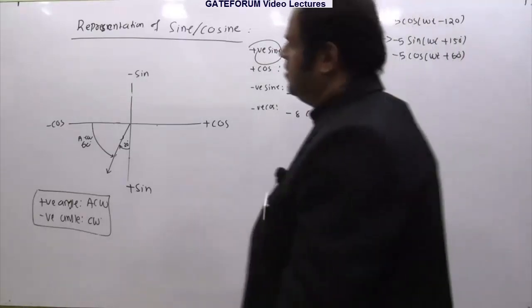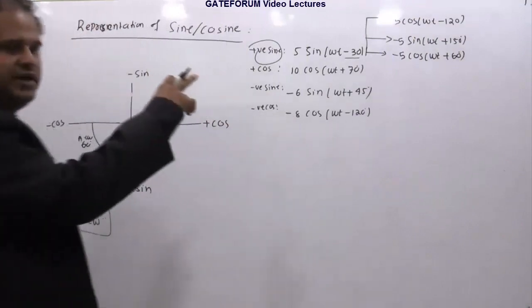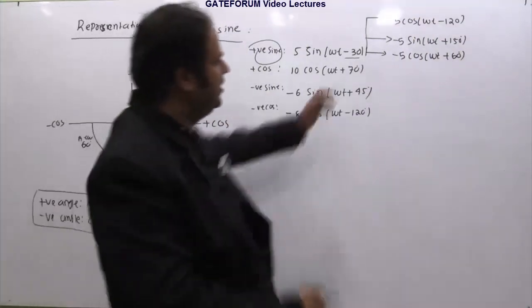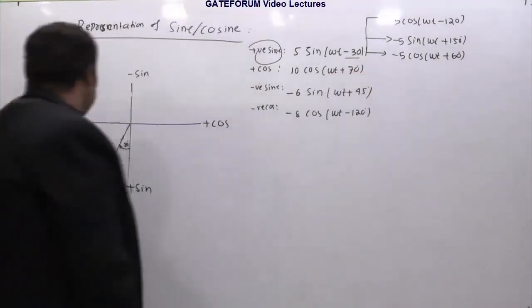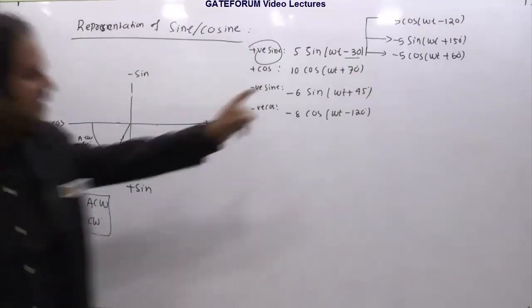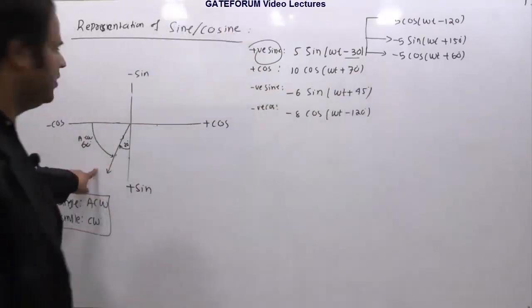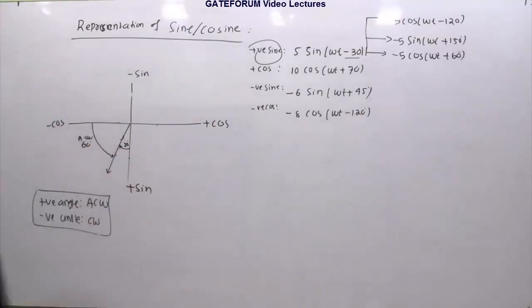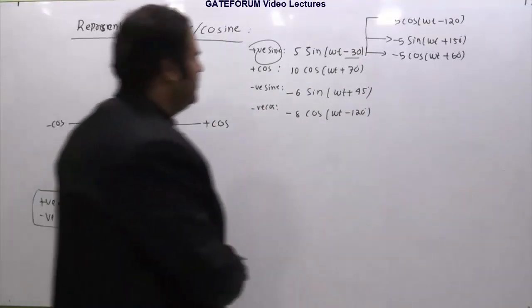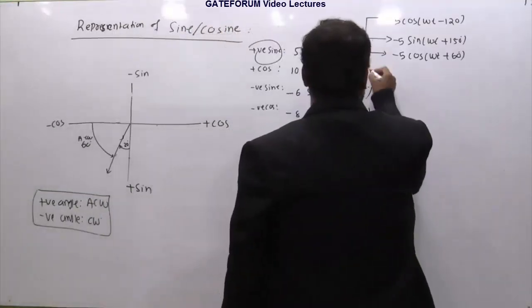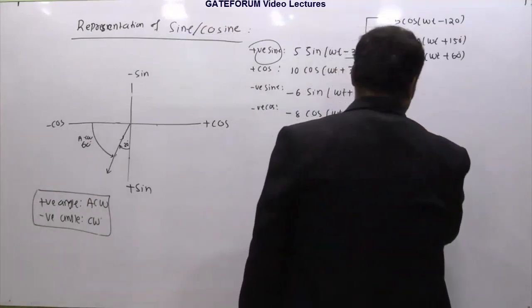And whether these answers are correct or not, you can check it. Let's say I want to verify it. If I ask you to plot it, you'll go to negative cos, and from there you'll move 60 degree in the anti-clockwise direction, because that angle is positive. So you'll definitely reach here. This is the representation of this. Similarly, we can do the representation of all these. So this is over.